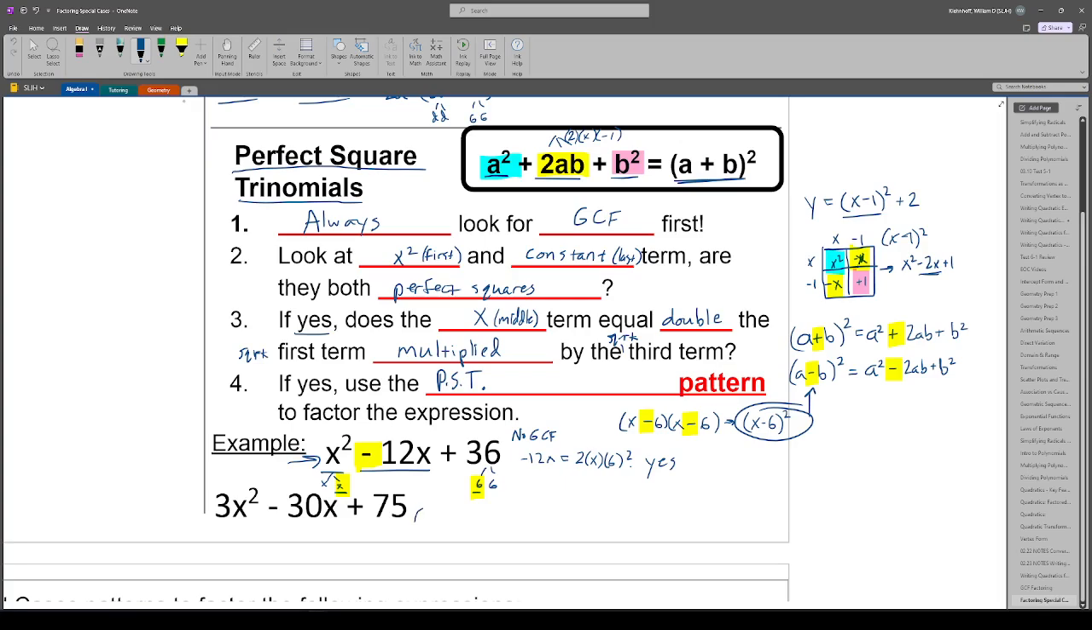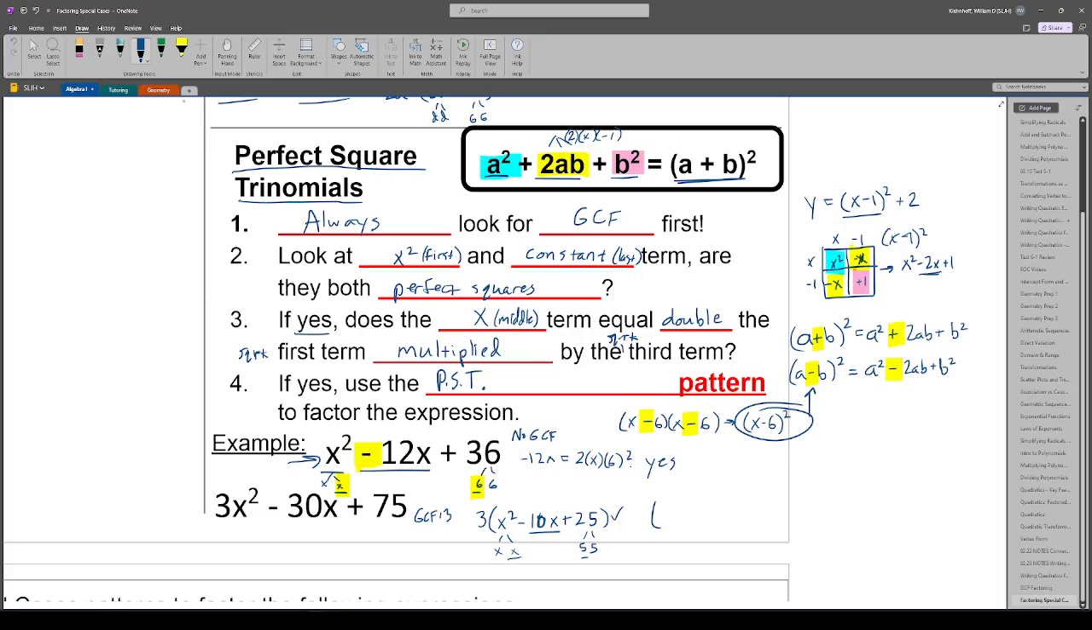The next one has a GCF of 3. So we'll factor that out first. We have 3 times x squared minus 10x plus 25. My first term is a perfect square, x times x. My last term is a perfect square, 5 times 5. So I check, is the middle part double x times 5? Well, that's 5x times 2 is 10x, so yes, it is a perfect square trinomial.